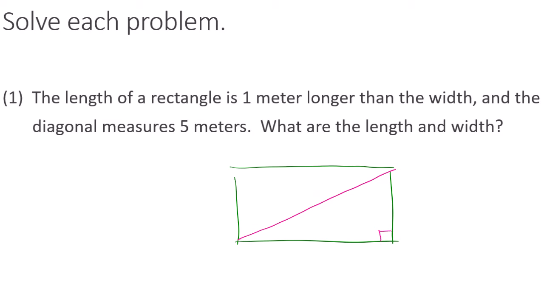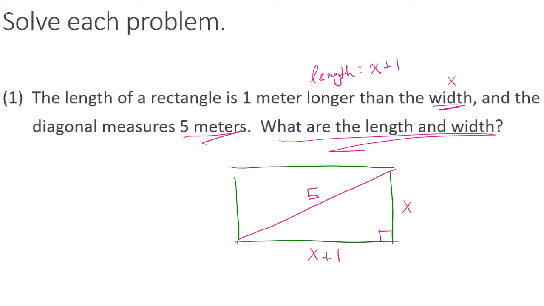Okay, and it says that the length is 1 meter longer than the width. So we'll call the width x. Okay, so that means the length is going to be x plus 1, right? 1 meter longer than the width. So if this is x plus 1. And then we know the diagonal is 5 meters. Okay, so this would be 5.